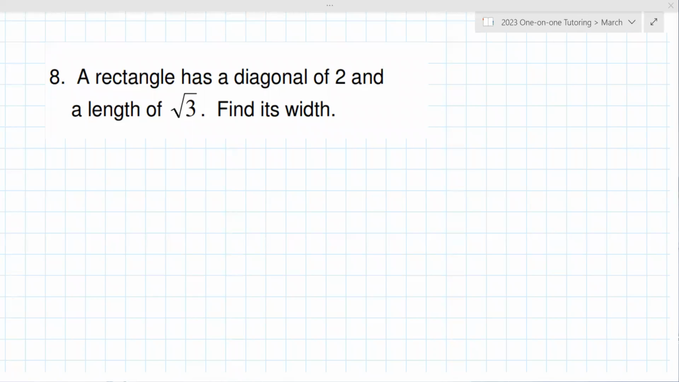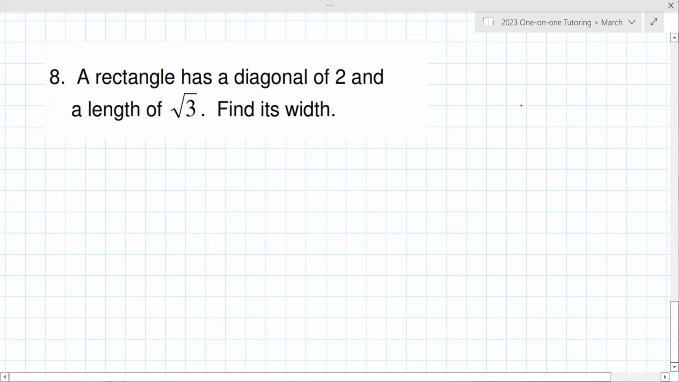So the length is square root of 3, and I need to figure out what that would be. The width would be 2.